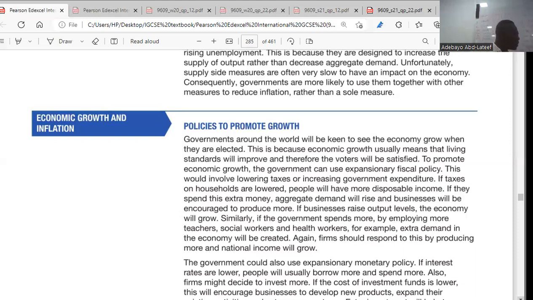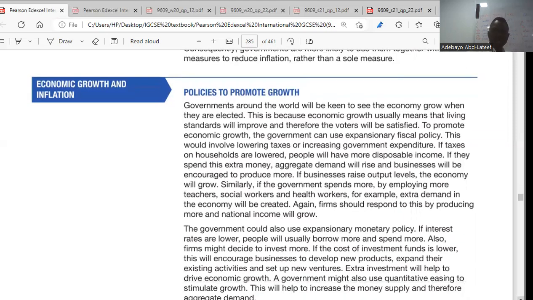What is expansionary fiscal policy? Expansionary fiscal policy would mean that government is reducing taxation or increasing spending. Do we get expansionary? Expansionary fiscal policy could be a cut in taxes, or increasing spending on subsidy. So this would involve lowering taxes, or increasing government expenditure. If taxes on households are lowered, people will have more disposable income. If they spend this extra money, aggregate demand will rise, and businesses will be encouraged to produce more. If businesses raise output levels, the economy will grow.